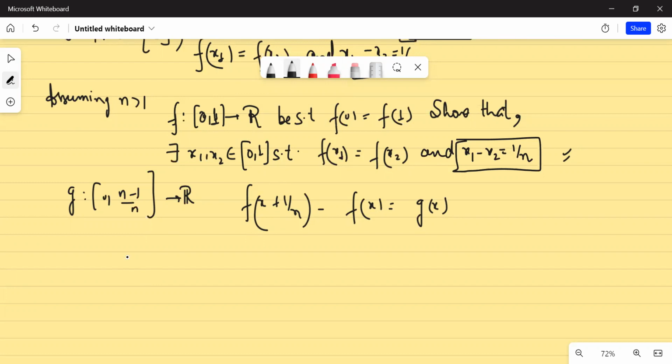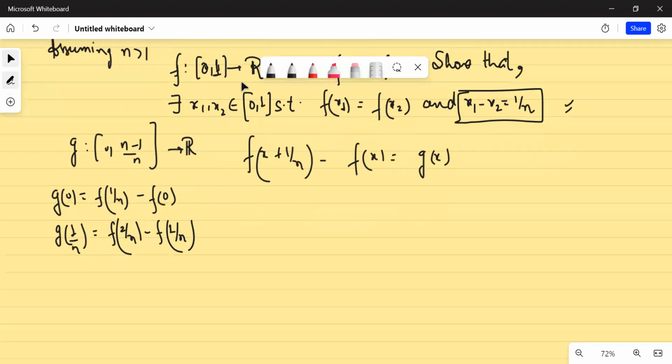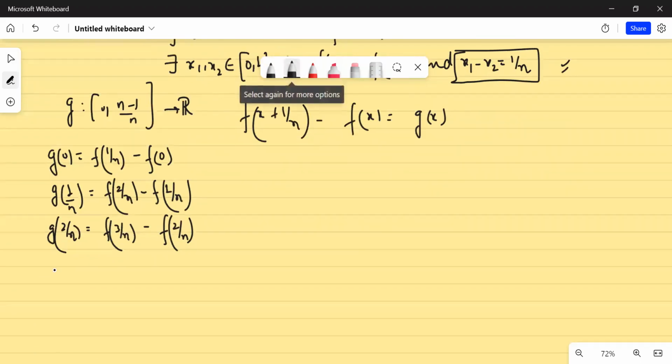Now what I want to convey is, I'm not going to write trivial cases right now, because I've done it quite many times. Now I'll write g of 0. What would be g of 0? It will be f of 1 by n minus f of 0. What would be g of 1 by n? g of 1 by n will be simply f of 2 by n minus f of 1 by n. Is that clear? And then you can see what would be g of 2 by n. g of 2 by n will be f of 3 by n minus f of 2 by n. And you can go all along and write things like these.